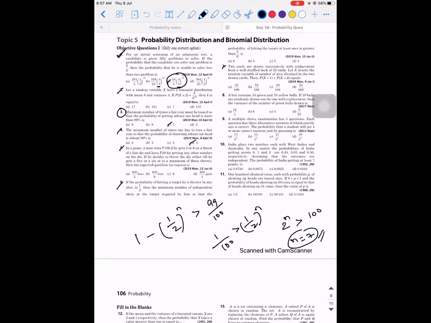Next one. In a game, a man wins rupees 100 if he gets 5 or 6 on a throw of a fair die and loses rupees 50 for getting any other number on the die. If he decides to throw the die either till he gets a 5 or 6 or to a maximum of 3 throws, then his expected gain or loss in rupees is.